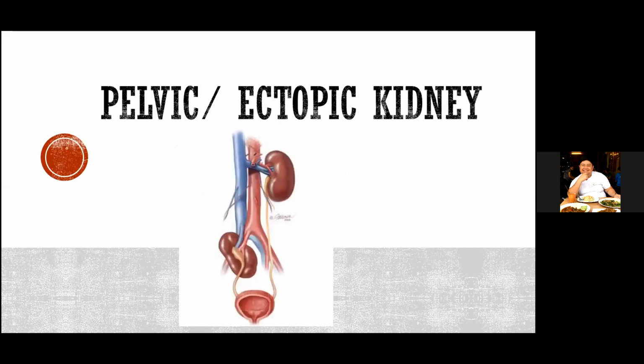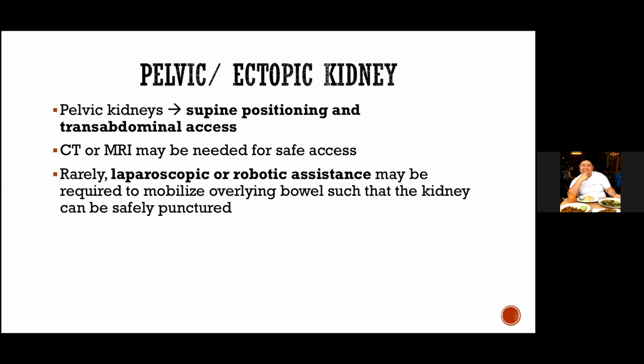So pelvic and ectopic kidneys can be located anywhere from the pelvis to the thorax. Supine positioning and transabdominal access is beneficial for pelvic kidneys. CT or MRI could be used as guidance for safe access. Rarely, laparoscopic or robotic assistance may be required to mobilize overlying bowel such that the kidney can be safely punctured. There are simpler alternatives to laparoscopic assistance though.